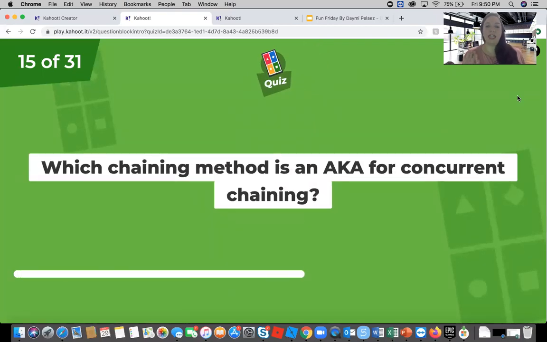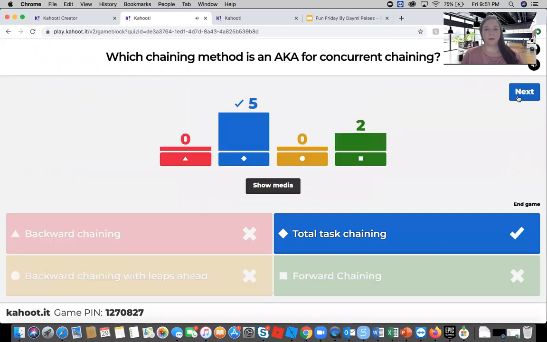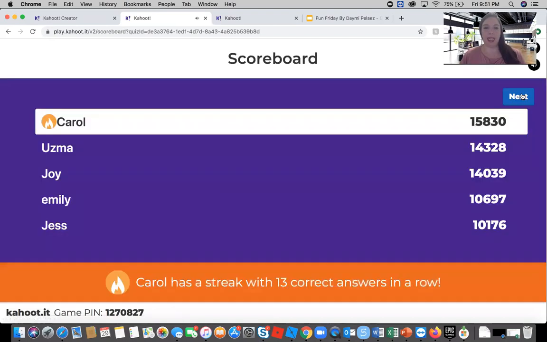Which chaining method is an AKA for concurrent chaining? Wonderful. Total task chaining. AKAs, guys.